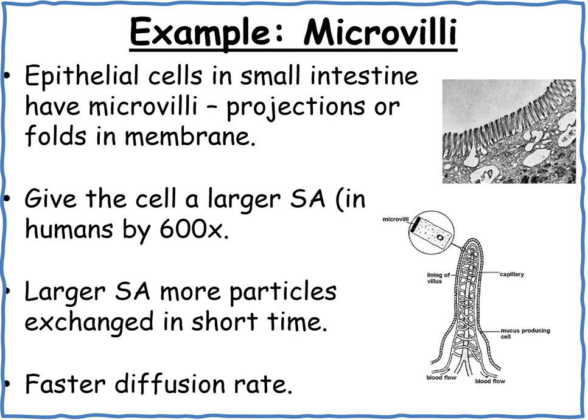An example of a surface which is adapted for a fast rate of diffusion are epithelial cells which line the small intestine. And they have these microvilli, which are finger-like projections or folds in the membrane. And then they give the epithelial cell a larger surface area. They increase the surface area by about 600 times. So the larger the surface area, the more particles that are exchanged in a short time, and the faster the rate of diffusion.